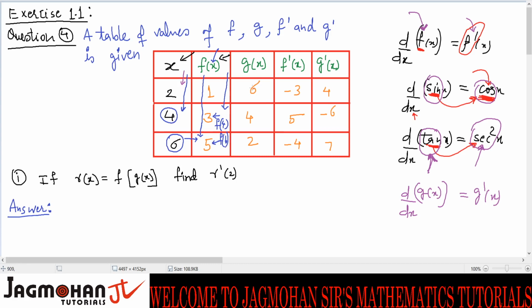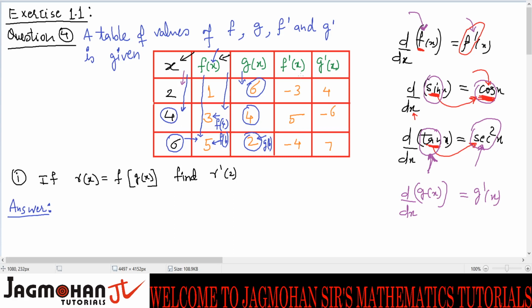So what will this be, students? When x is 2, this is g of 2. When x is 4, this is g of 4. When x is 6, this is g of 6. I hope you all are understanding. If any problem, see the video again. Pause this, go back, and replay it.